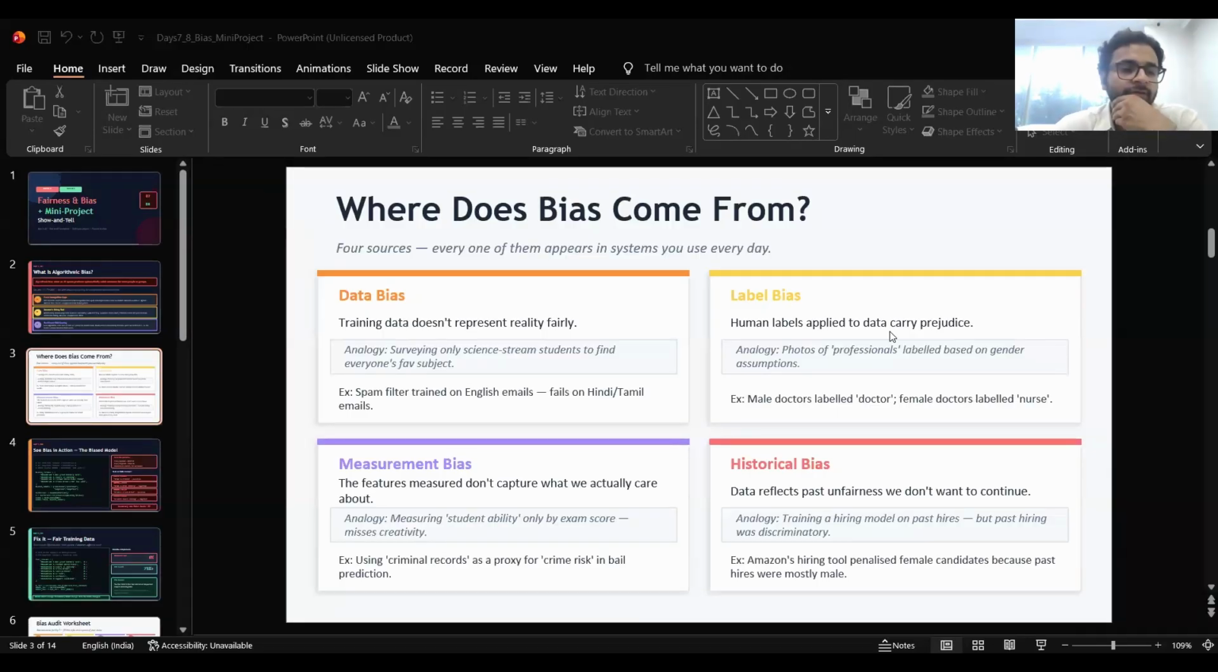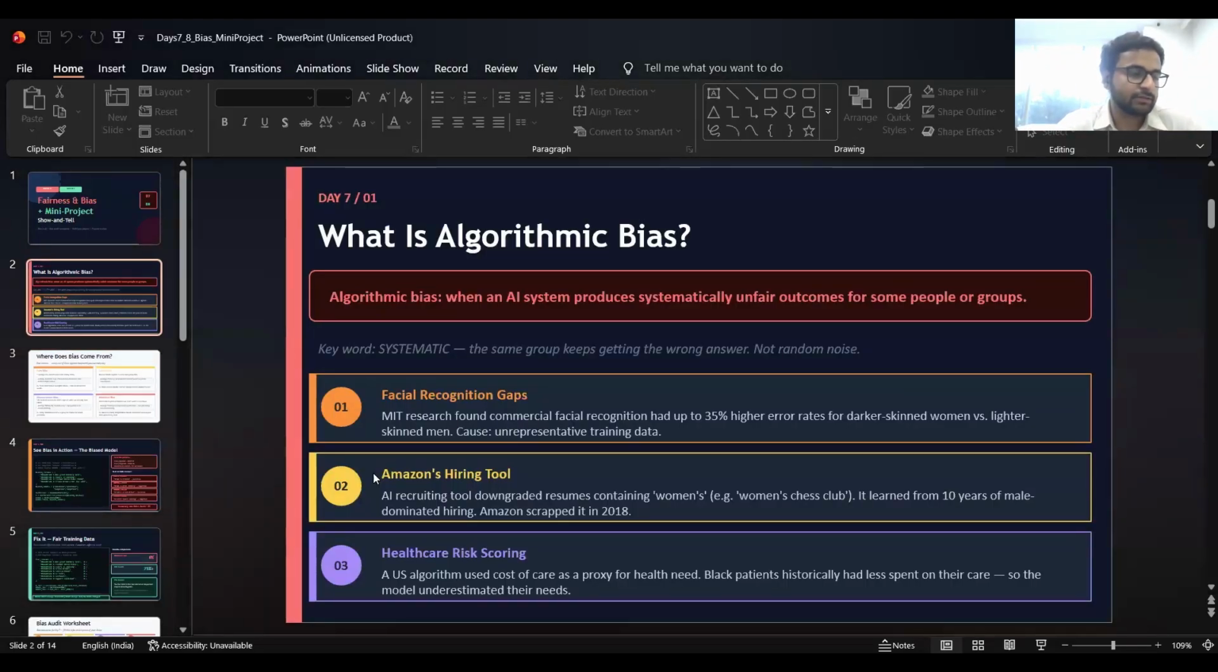So in this session we are covering what algorithmic bias is and what exactly goes on behind the training data of a training model. If the training data of a model is not equally catered to each individual aspect and each individual group of society, then that model can show bias towards that particular group or people. Okay, so it produces systematically unfair outcomes for some people and groups, and these were some examples showing bias that happened in previous use cases.